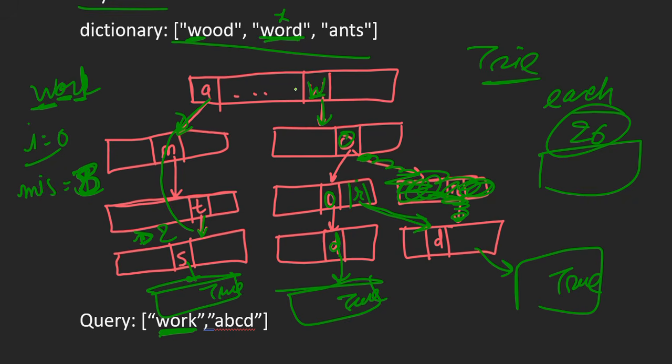Then suppose we come here and we compare with W. Initially our mismatch is 0. So we compare with W, both are the same. So we move to the next position. Then we compare with O, both are the same. Then we move to the next position. Then we compare with O. Then we compare R with O, both are different. So mismatch is 1, right? Then we move to the node of O and we compare K with D.